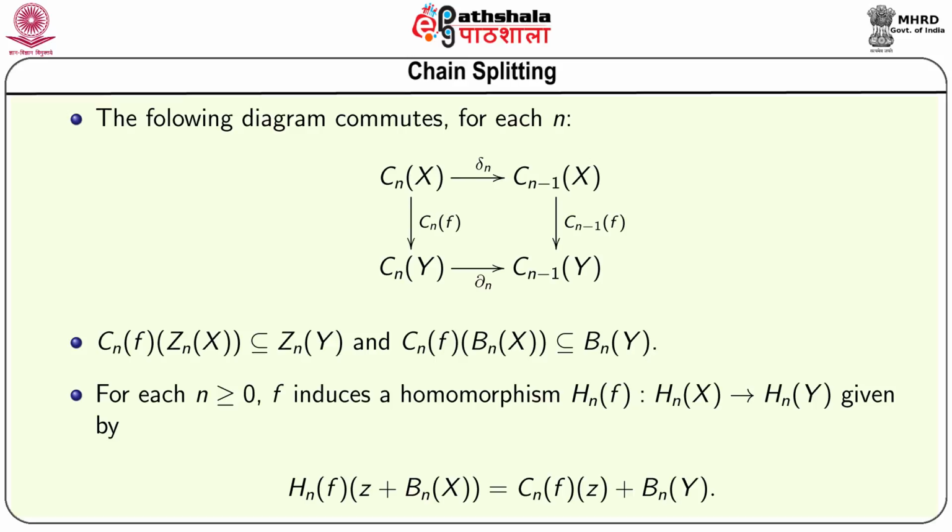We have also seen earlier that C_n f takes all the n-cycles of X to the n-cycles of Y, and C_n f sends the n-boundaries of X to the n-boundaries of Y. So, for each n greater than or equal to 0, the continuous function f from X to Y induces a homomorphism H_n f from H_n X to H_n Y, which is given by the formula H_n f evaluated at z plus B_n X gives the element C_n f z plus B_n Y.